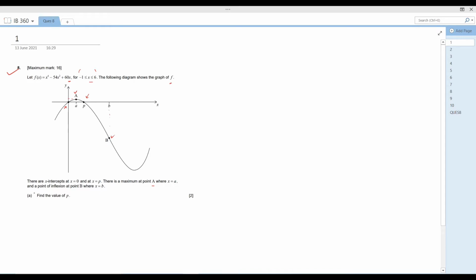Now the first question is: find the value of p. For this you have to first write the equation, that is f(x) equals x to the power 4 minus 54x squared plus 60x. From here we can take x common, so x into (x cubed minus 54x plus 60). So this is the part. Now x must be between minus 1 and 6, that is minus 1 less than or equal to x less than or equal to 6. So this condition we have to keep in mind.